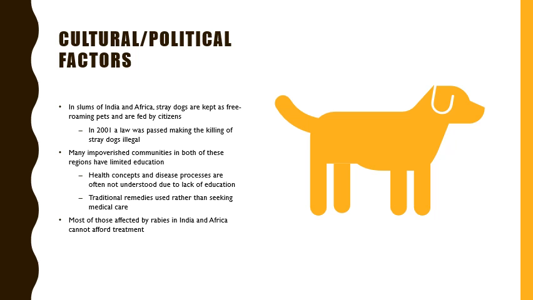And of course, the most important issue probably is that these people cannot afford treatment oftentimes. The average income is $1 to $2 a day. The post-exposure prophylaxis is $40 to $50. So that's a big thing that we need to consider here.